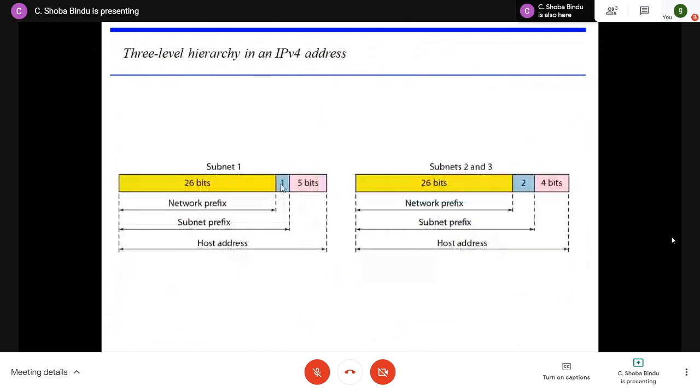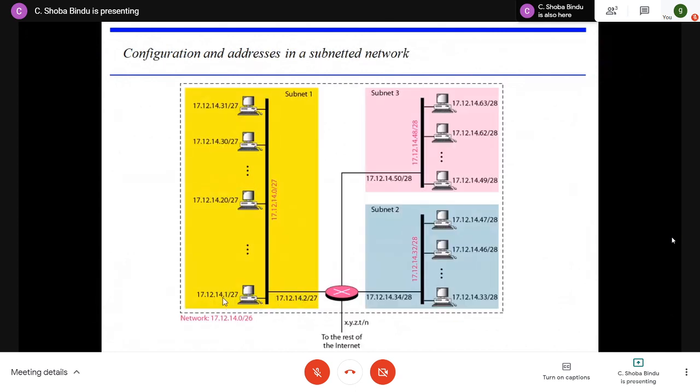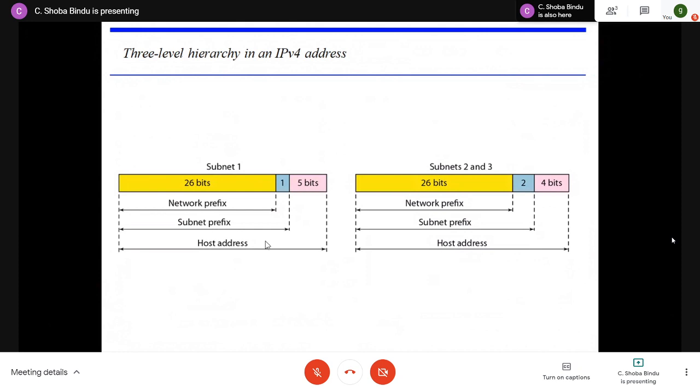So what will be the value? 1 followed by 0 followed by zeros. 0 followed by all zeros here is 0. So starting from 0, 1, 2, 3 and so on up to 31 is assigned for this particular subnet 1. So here this is 0 followed by all zeros. Then it can be 0 followed by all ones. That will be the end of this particular subnet 1.